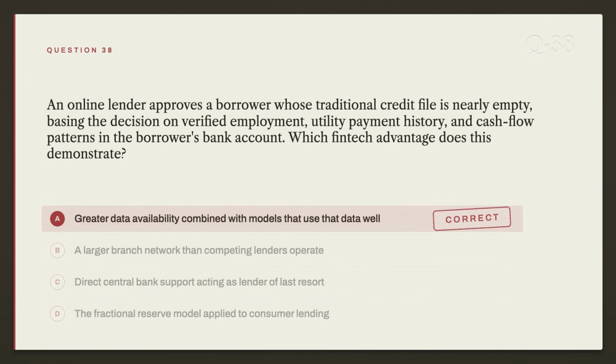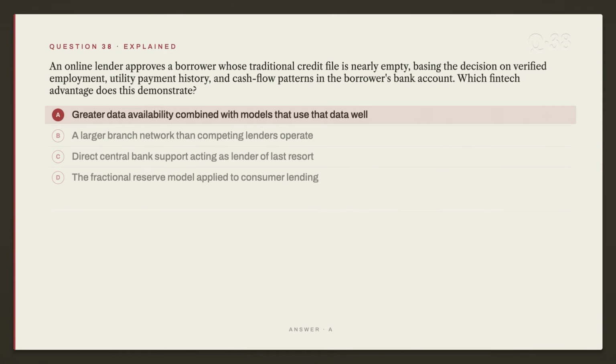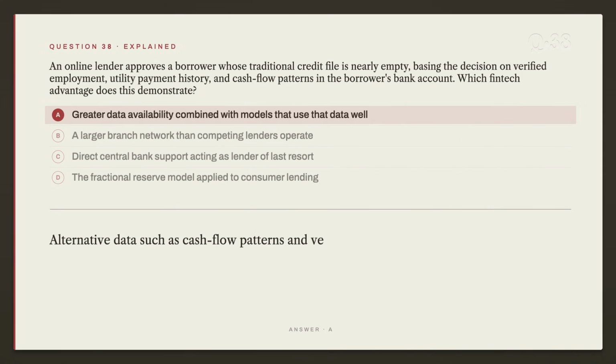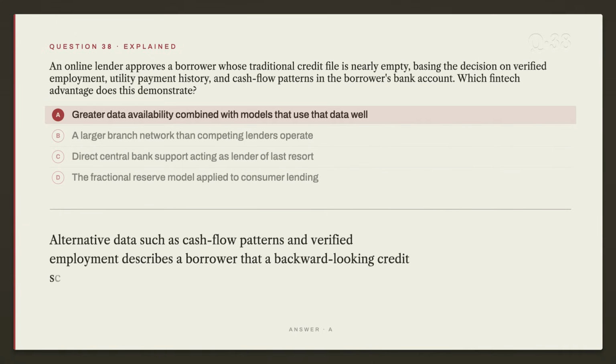The correct answer is A. Greater data availability combined with models that use that data well. A is correct because alternative data such as cash flow patterns and verified employment describes a borrower that a backward-looking credit score barely registers. Analyzed with better models, that data can price risk more accurately and extend credit to people the traditional system overlooked. The advantage lives in the analysis, since raw data on its own creates nothing.